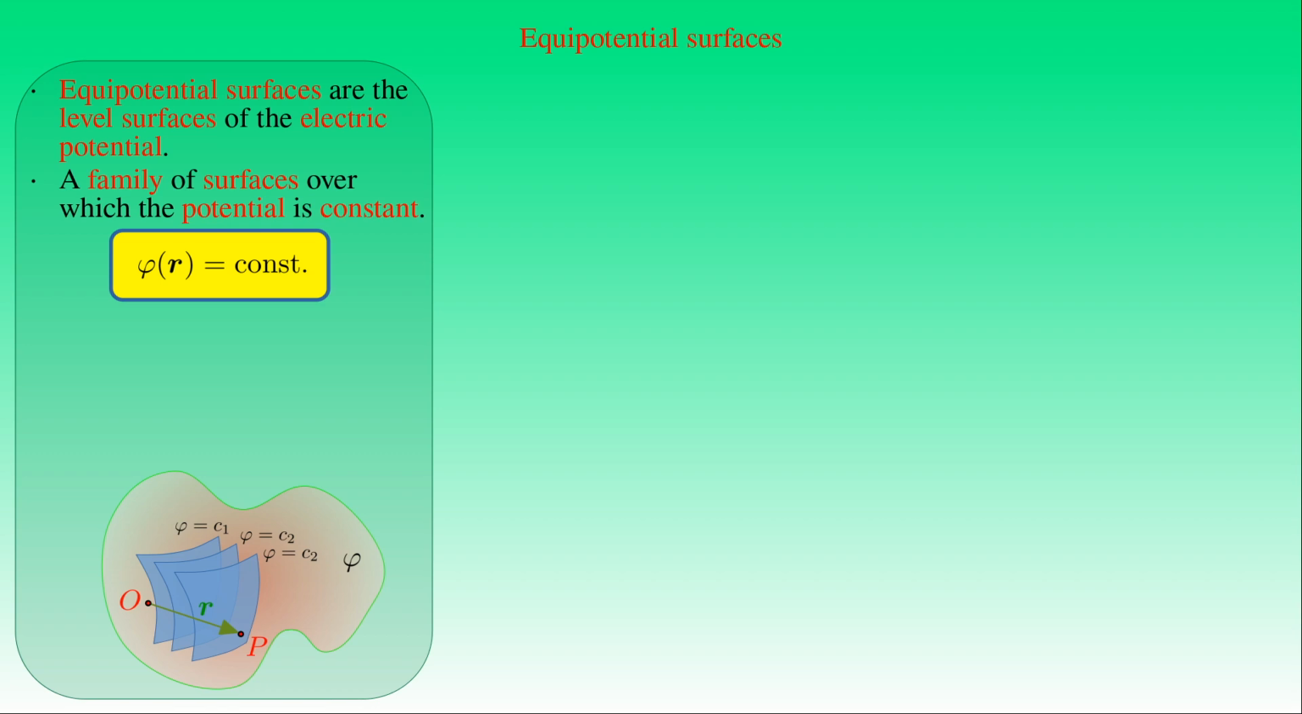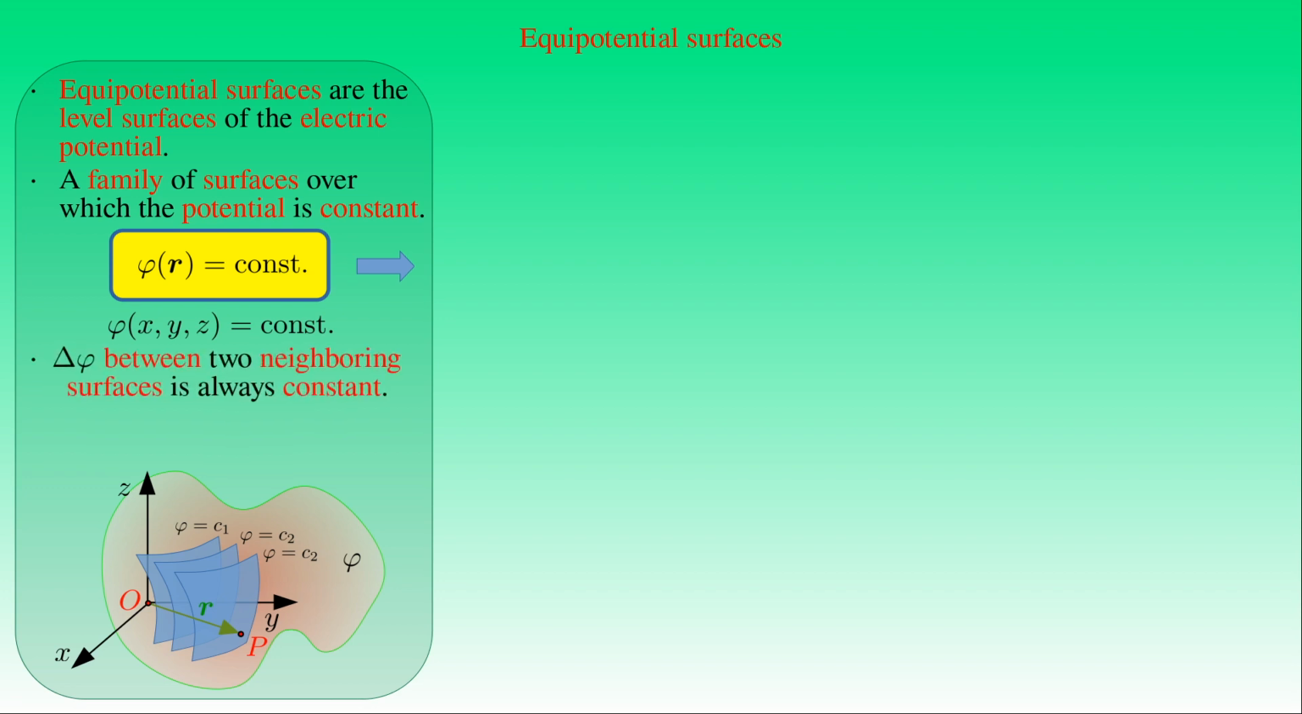If we choose a Cartesian coordinate system, then the electric potential phi becomes a function of the coordinates, and its level surfaces can be given by the point sets described in terms of the Cartesian coordinates x, y and z. We can also use cylindrical or spherical coordinates if the electric potential exhibits the corresponding symmetry. We normally adopt the convention of drawing the equipotential surfaces with such a density that the potential difference between two neighboring surfaces is always constant.